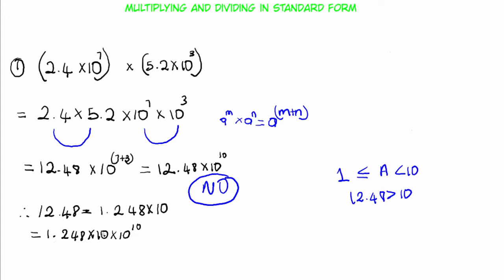Here we have 10, which would be raised to the 1st power, being multiplied by 10 raised to the 10th power. So we're going to multiply these, and we know we'll be adding the indices to give us an answer of 1.248 times 10 raised to the 11th power. And this would be our final answer. 1.248 falls within the range of a. As such, this is a valid answer and this is standard form. So this is the first example. Let's do a couple more like this, then we'll move on to division.